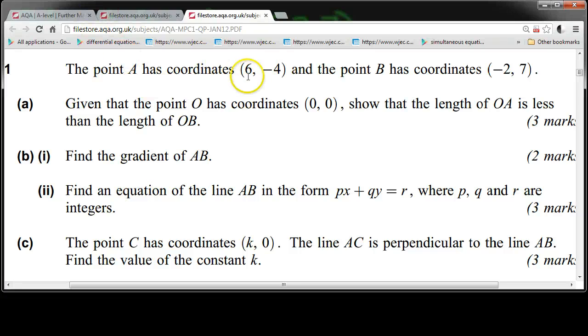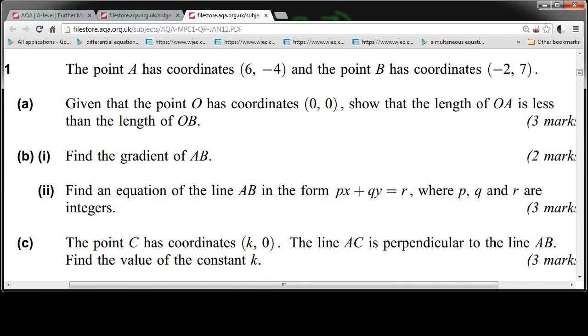The point A has coordinates 6, minus 4, and the point B has coordinates minus 2, 7. Given that the point O has coordinates 0, 0, show that the length of OA is less than the length of OB. Find the gradient of AB. Find an equation of the line AB in the form px plus qy equals r, where p, q and r are integers. The point C has coordinates k, 0. The line AC is perpendicular to the line AB. Find the value of the constant k.